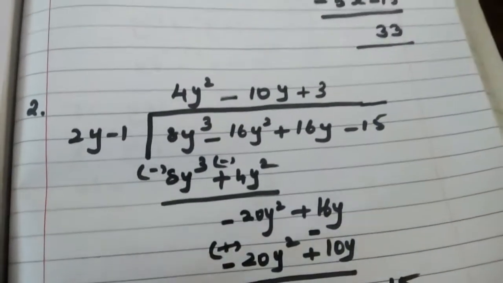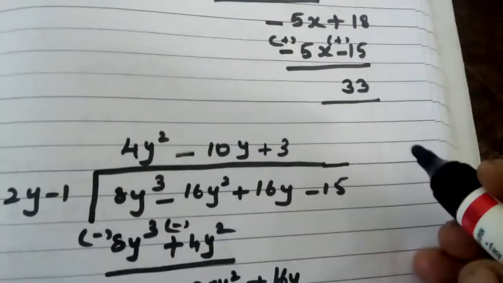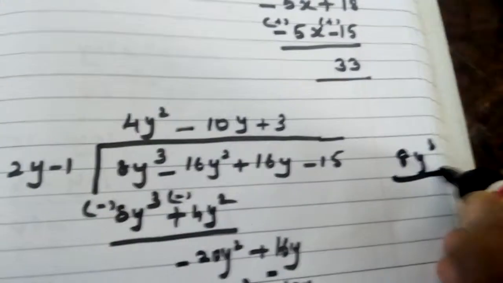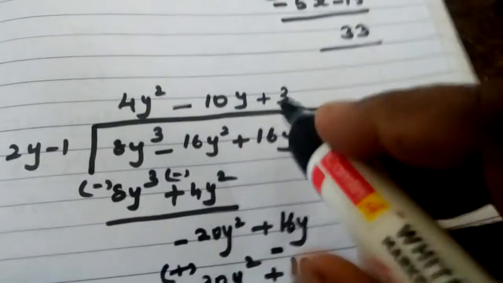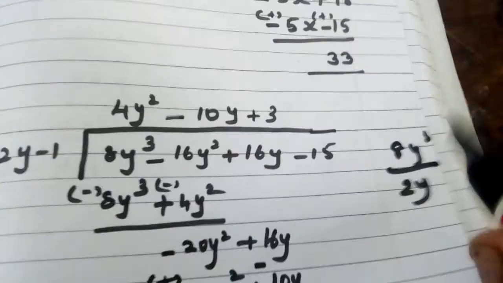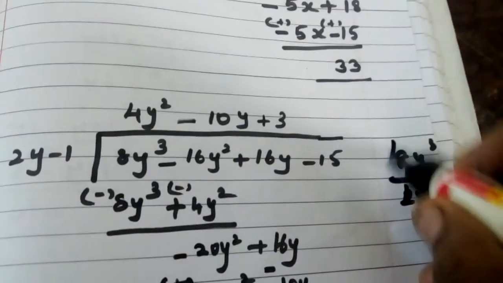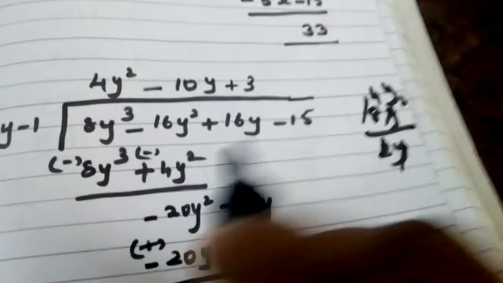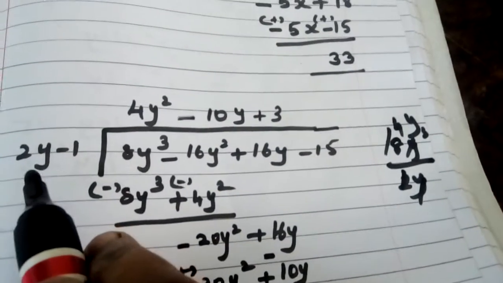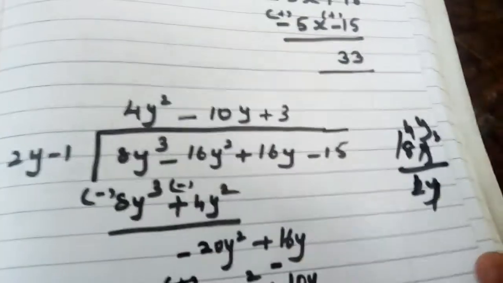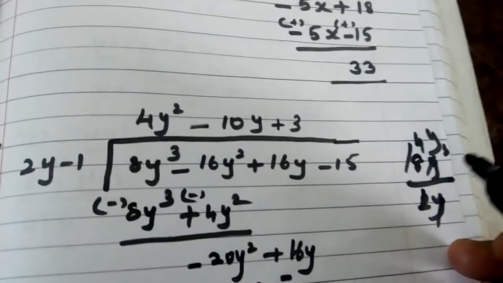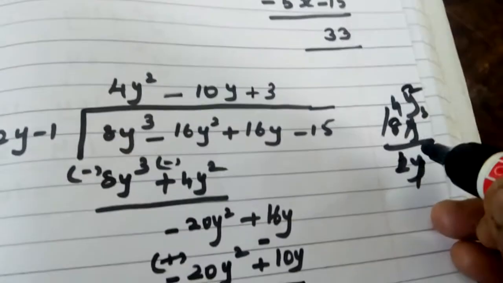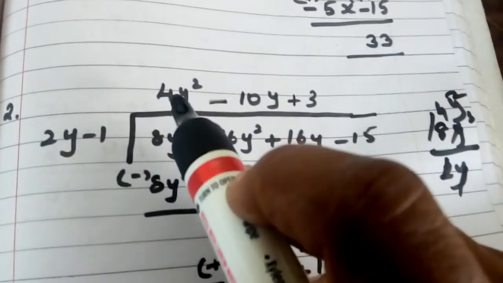If you want, you can do an easy thing also. You can take that first term, 8y cubed, and divide it by 2y so that you can easily get this value. 8 divided by 2 is 4, and y and y will be cancelled. So 4y cubed, and one y cancelling means you will get 4y squared. Is it clear? So 4y squared you can easily write here.